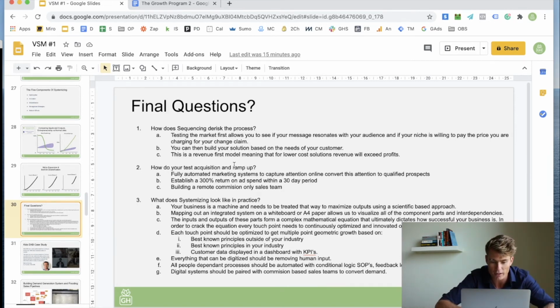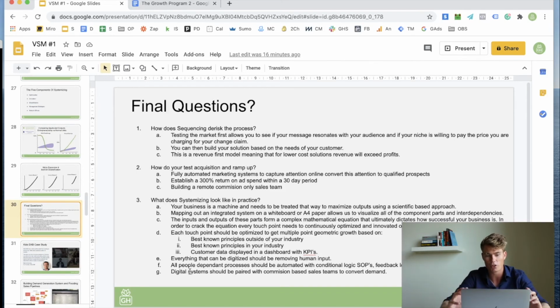How do you test your acquisition and ramp up? So we make fully automated demand generation systems, and then we establish a 300% return on investment. Only after that do we build our remote commission-only sales team. So all of that is done low risk. We're not going to be spending huge amounts on marketing before we know things are going to work. We're not going to be taking on sales reps at a really high basic salary, which introduces a lot of risk.